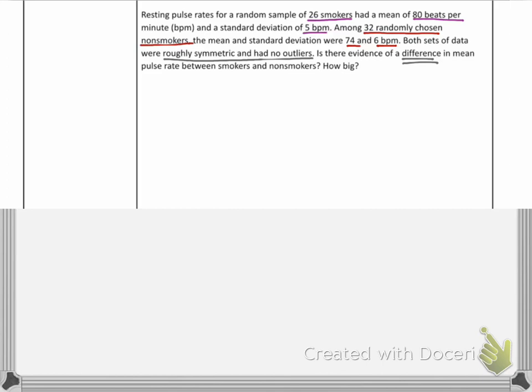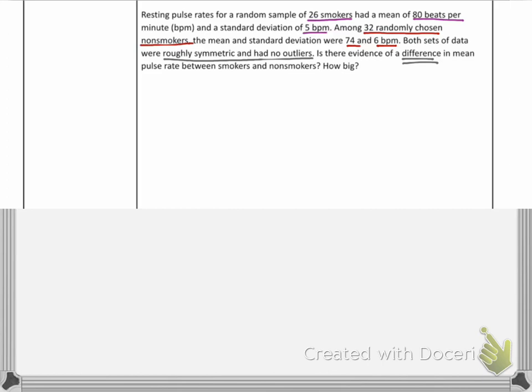And so I underlined all the things that I thought would be important to us. In purple is all of the first sample of smokers. In red is all of the second sample of non-smokers. And then in gray, I underlined things that are going to be helpful for writing our hypotheses and doing our conditions and assumptions. So what we're going to do is write out the PHANTOMS procedure.